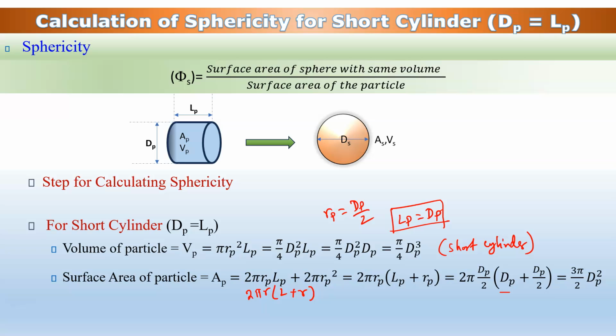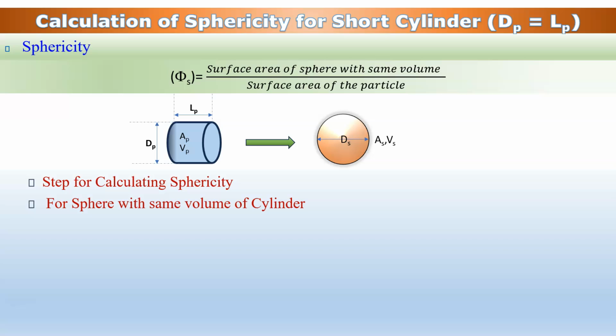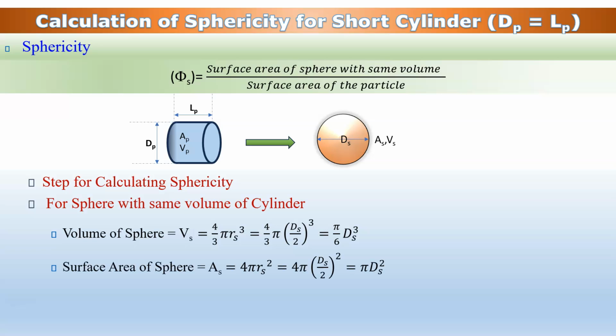Now the next step is we have to calculate the diameter of the sphere. For the sphere with the same volume as the cylinder, if we consider the radius of the sphere as rs, we know the volume of the sphere is pi by 6 ds cube, and the surface area of the sphere As is equal to 4 pi rs square. So 4 pi ds by 2 whole square, that is pi ds square.